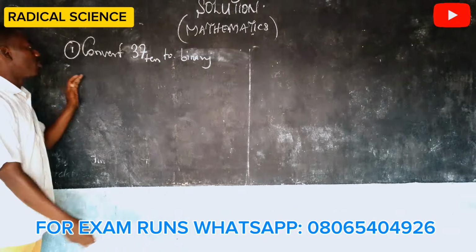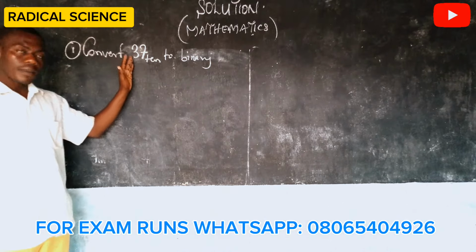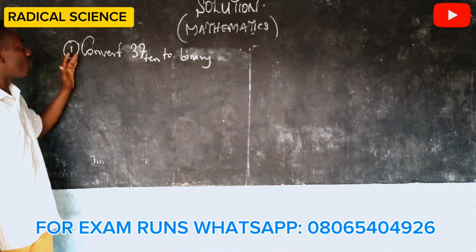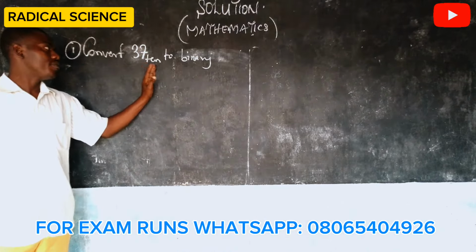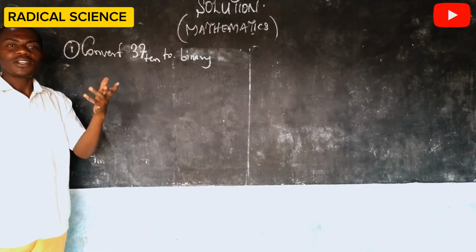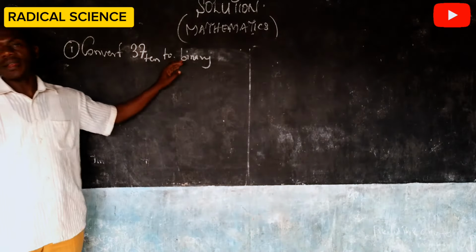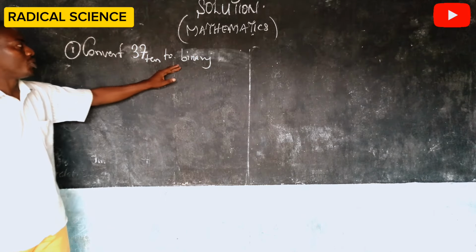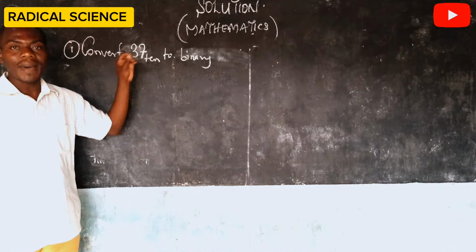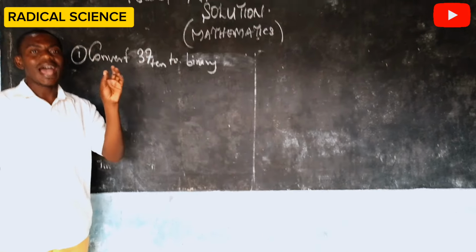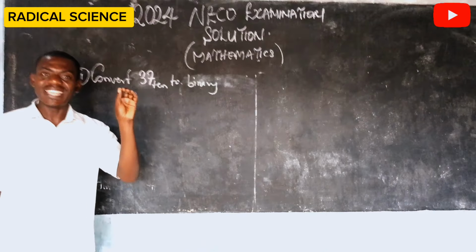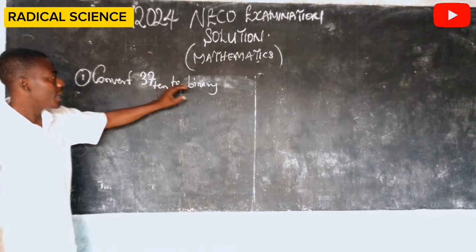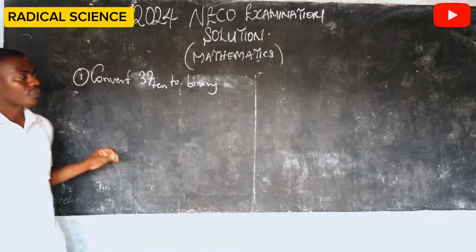Okay, let's start from number one. Number one is binary. We are told to convert 37 base 10 to binary. Now, nobody will tell you the meaning of binary in the exam. You've known from secondary school, from JSS1, that binary is another name for base 2.